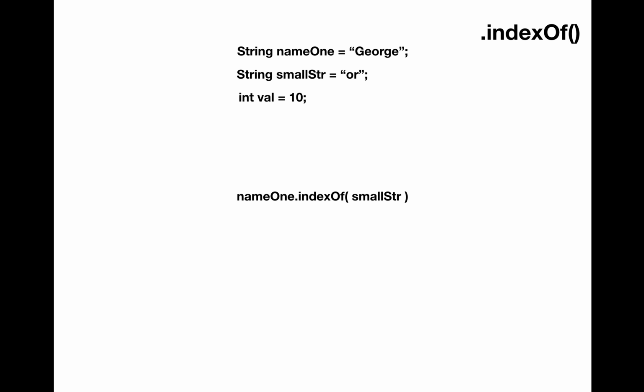Let's look at indexOf. With indexOf, we're trying to find a string within another string. In this case, we have the string "George", and we're trying to find the substring, or a smaller string, "or" inside of the bigger string "George". If we find that string, it's going to give us the starting index of where that string can be found. If we do not find that string, it's going to give us -1.